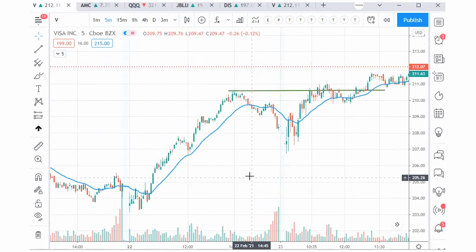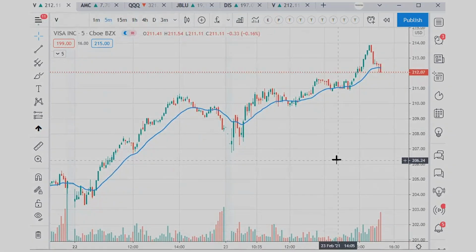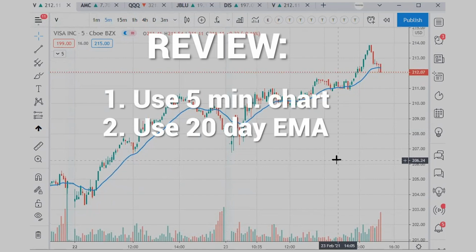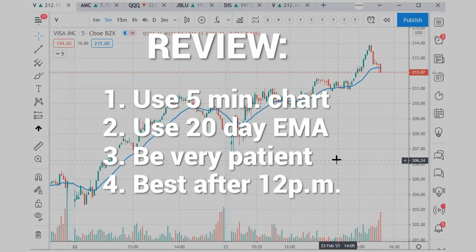So the key for this, again, it's not going to work 100% of the time. Just because you have the 20-day moving average there doesn't mean it's a buy or a sell. You have to have a trend that's being established in the morning session. So we had a plethora of different examples here that we ran through very quickly. But again, to reiterate, on a 5-minute chart, you need a 20-day exponential moving average. You need to be very patient to wait for a trend to establish, typically forming in the afternoon.